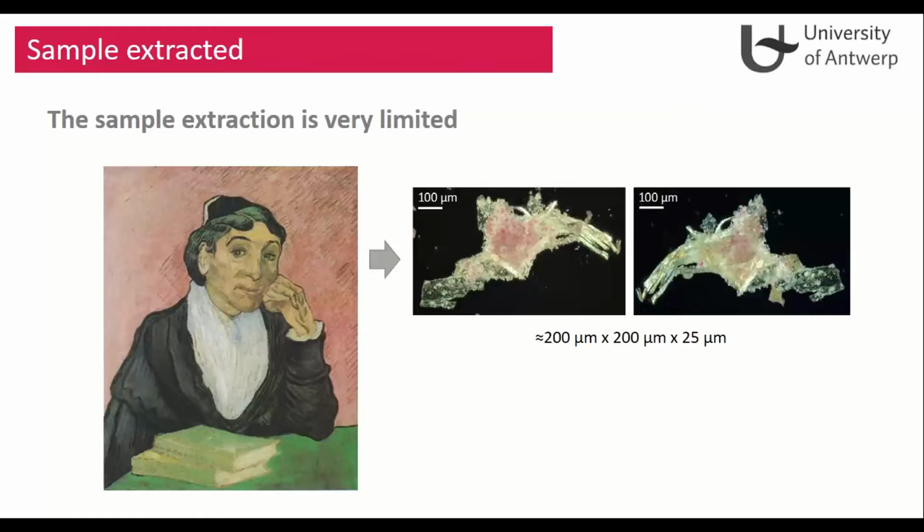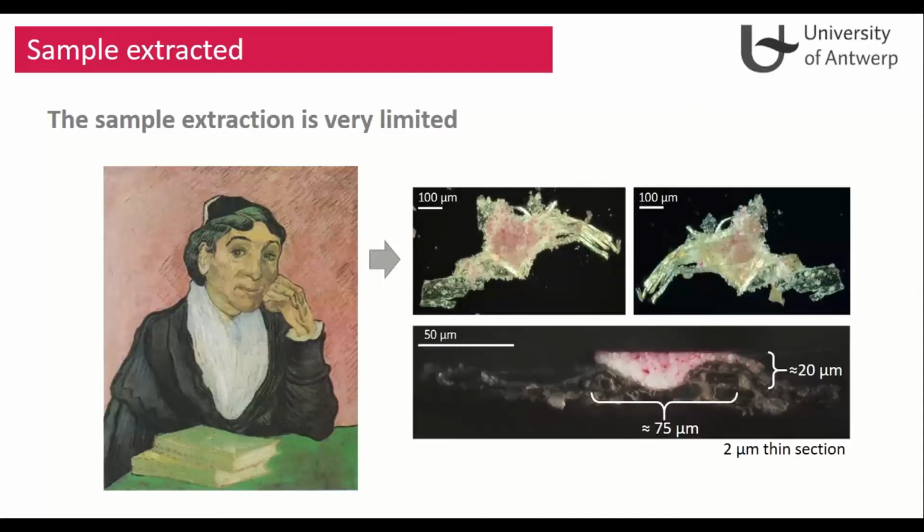We can see it here. It covers from the top layer. We can see here the particles in the image from the left, and there are also the layers until the canvas. We can see also the canvas fibers. So it's the stratigraphy of the painting.